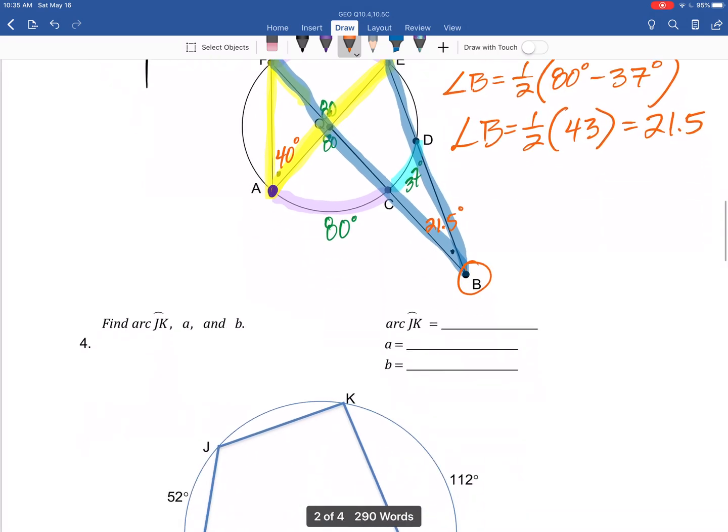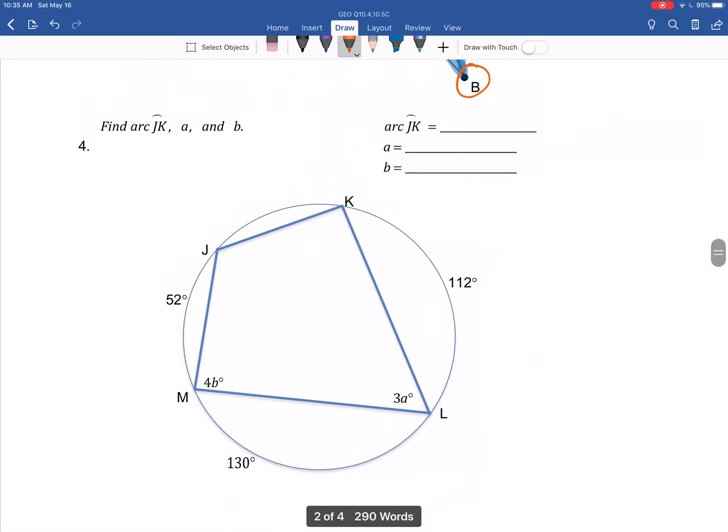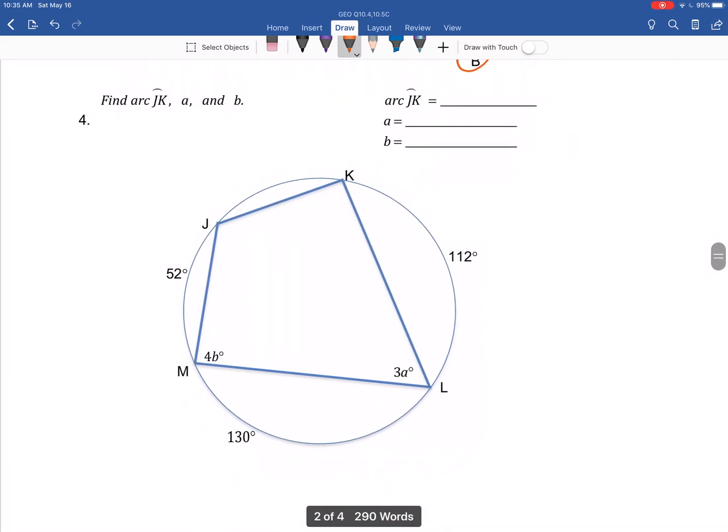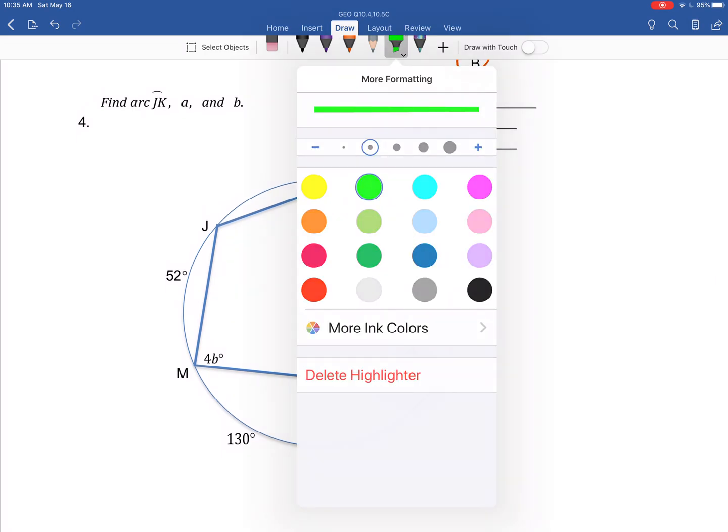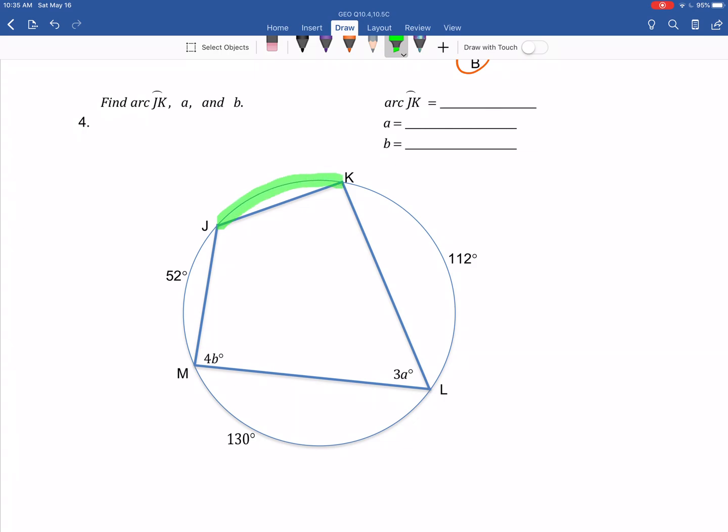Okay, let's go right here. Number 4. We want to get arc JK. That's the first thing they ask for. What do all the arcs in a circle have to add up to? 360. Let's see what we used already. We used a 52. We used a 112. We used a 130.